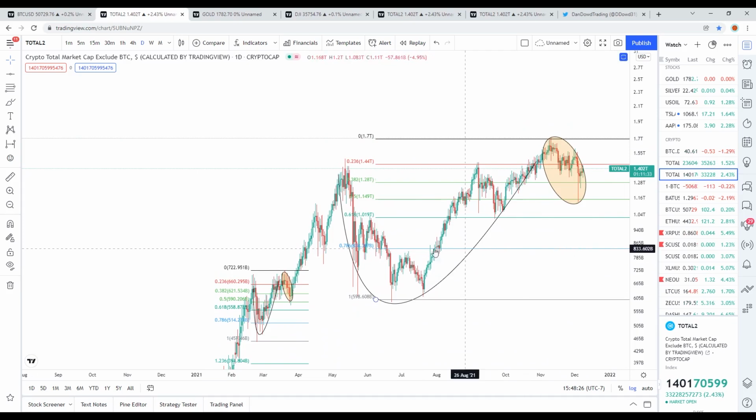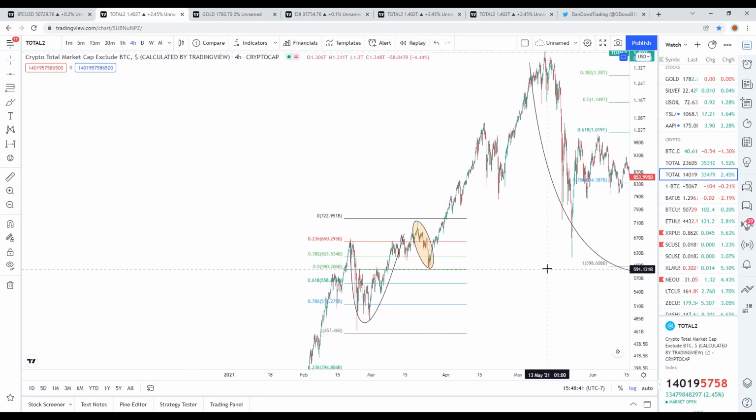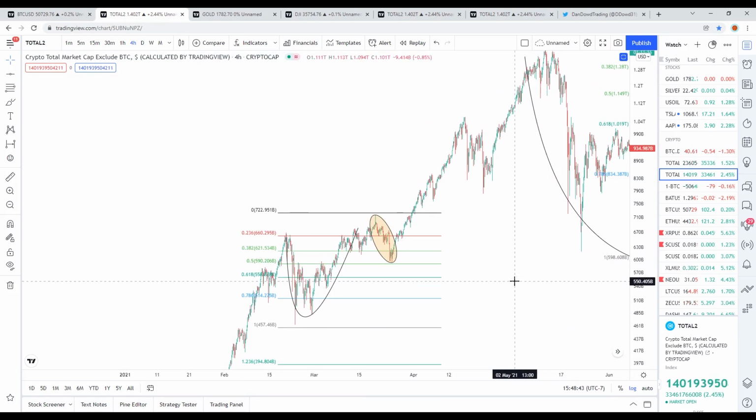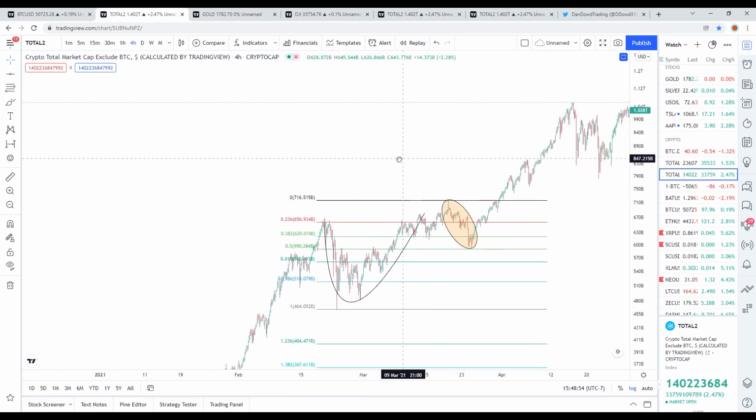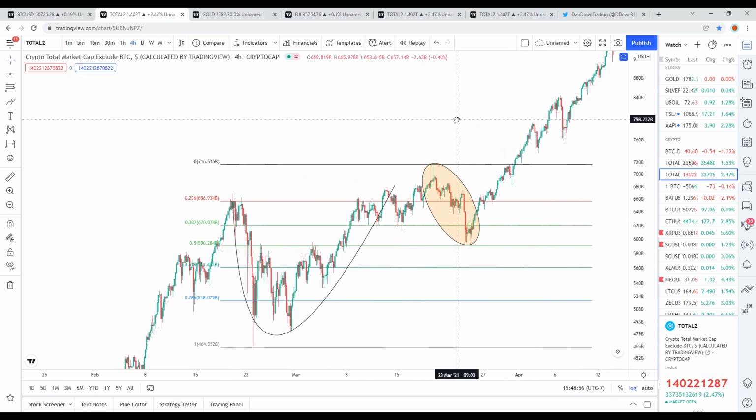And the reason that I'm showing you guys the structure of this rounding bottom and then a break through the all-time high and then a retrace to a 0.5 Fibonacci retracement level is because I've found this same exact structure across the market a numerous amount of times. This is also on the total altcoin market cap to a smaller degree.